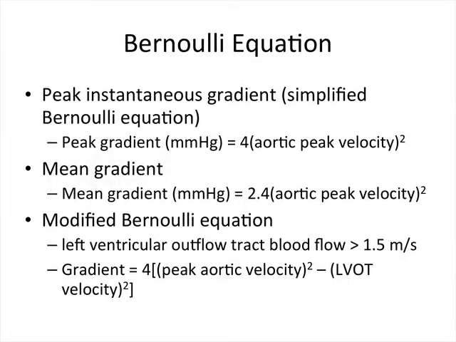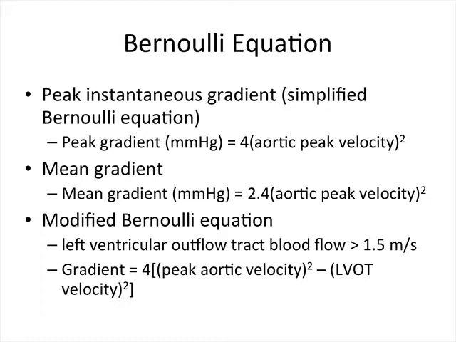There are several ways to use the Bernoulli equation in order to calculate transvalvular aortic pressure gradients. The simplified Bernoulli equation states that the peak instantaneous gradient is 4 times the square of the peak jet velocity across the aortic valve. The mean gradient, however, tends to correlate well with invasively determined gradients, but it is vital to have the true peak aortic velocity for the mean gradient determination.